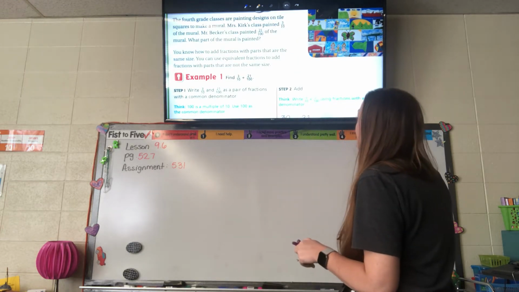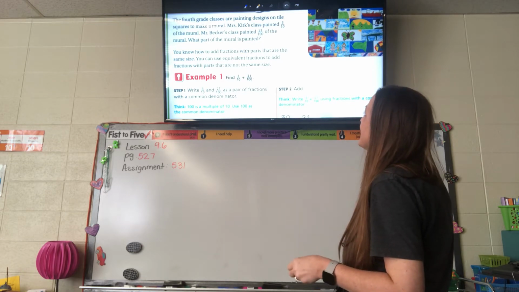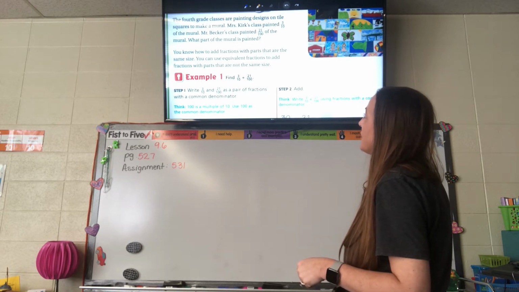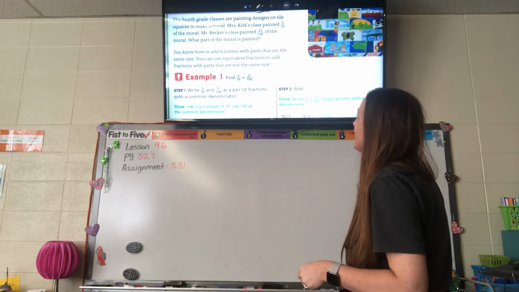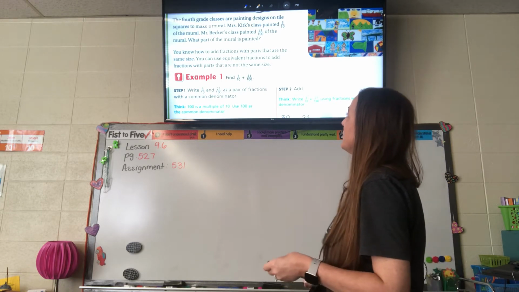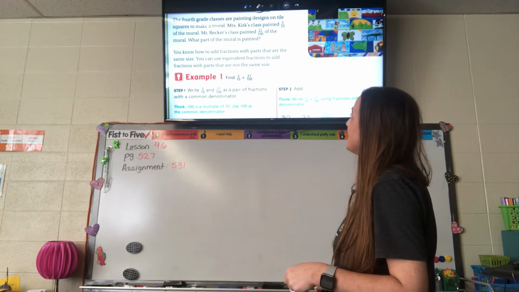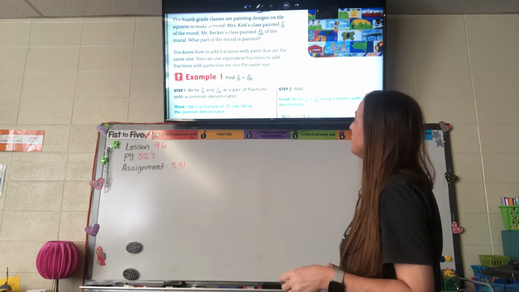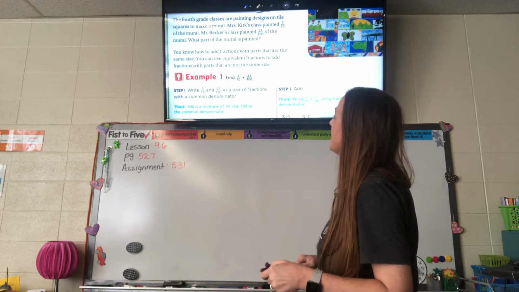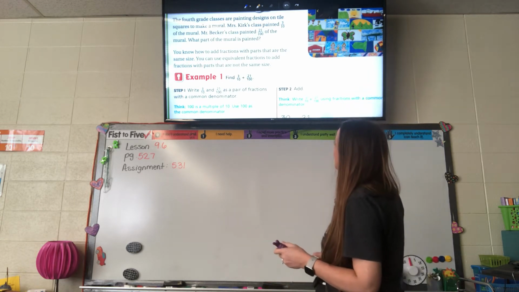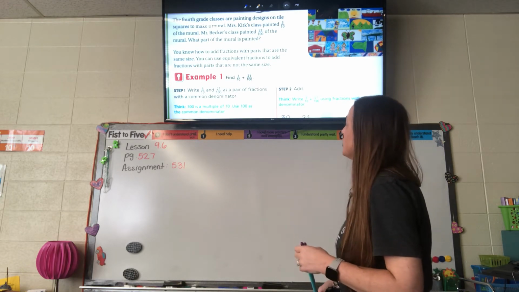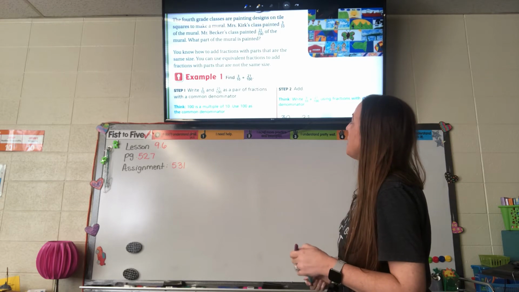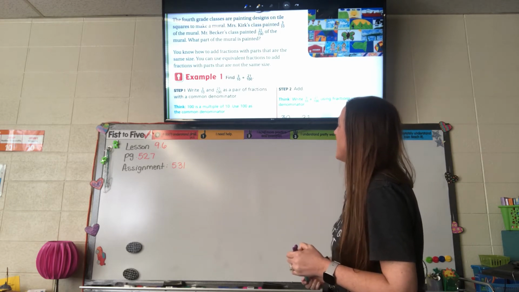The fourth grade classes are painting designs on tile squares to make a mural. Mrs. Kirk's class painted 3/10 of the mural. Mr. Becker's class painted 21/100 of the mural. What part of the mural is painted? You know how to add fractions with parts that are the same size. You can use equivalent fractions to add fractions with parts that are not the same size.